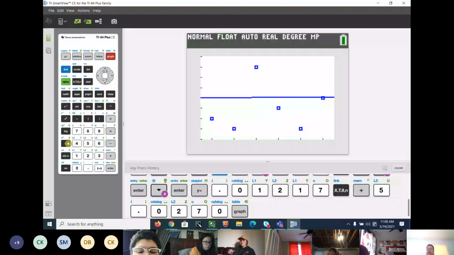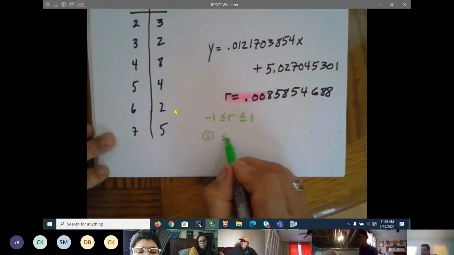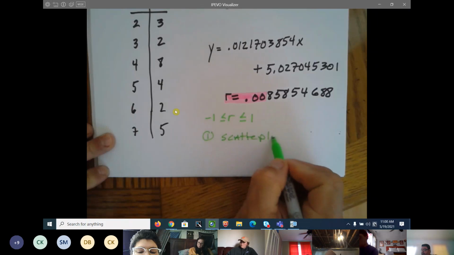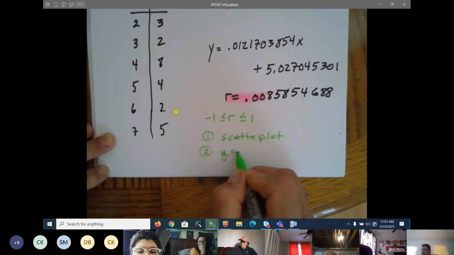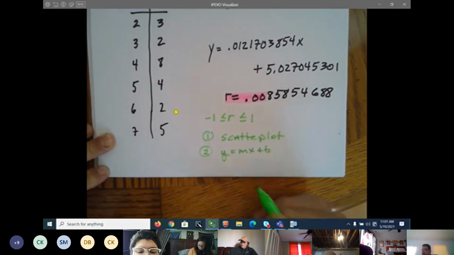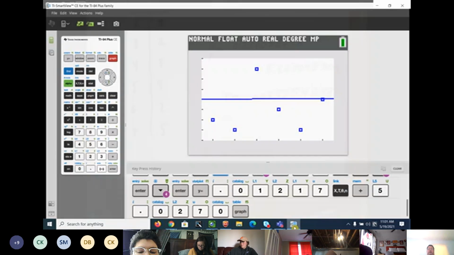Now, what should you be able to do with this problem? I'm going to take a green pen and show you what you should be able to do. I'm going to give you 2 or 3 of these on the test. 1, you should be able to graph the scatter plot. 2, you should be able to find y equals mx plus b. And 3, you should be able to graph what is called the line of best fit, which is what I just did right there. So you should be able to do those 3 things.